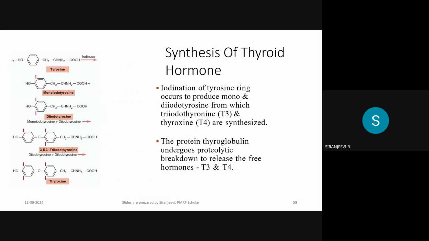And this is the synthesis of the thyroid hormone, where the tyrosine amino acid, in the presence of the molecular or activated iodine, will be converted to monoiodotyrosine, that is MIT. Then again, in the presence of one more molecule of iodine, that will be converted to diiodotyrosine. And one molecule of monoiodotyrosine and one of diiodotyrosine forms T3, and then two molecules of diiodotyrosine form T4.